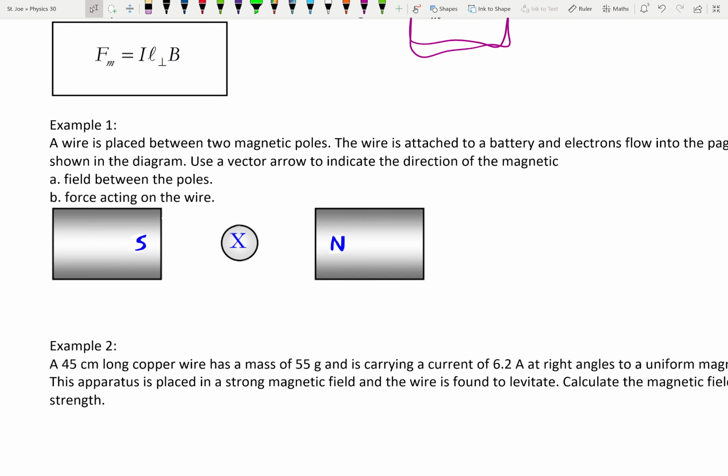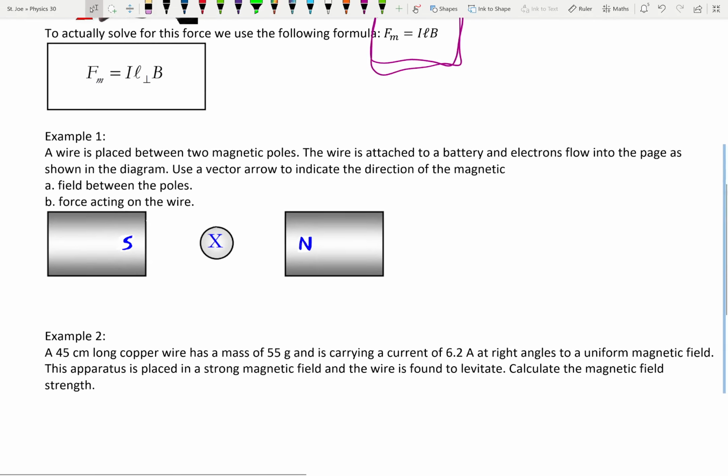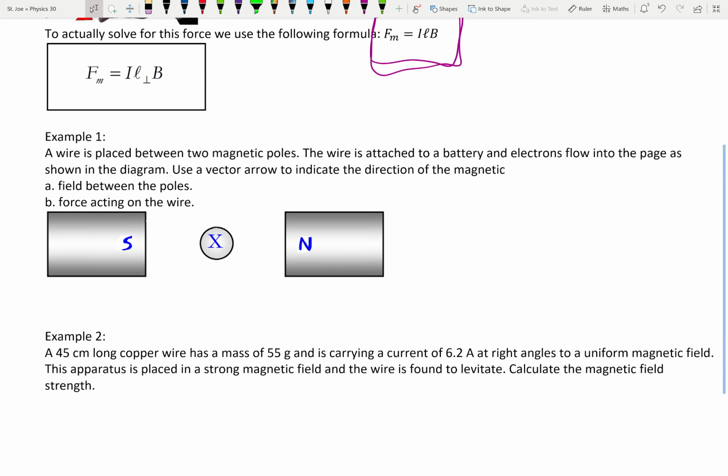All right, so with that in mind, let's zoom out just a tiny bit. There you go. With that in mind, we have two different questions here. I recommend you pause the video now, try the questions yourself, and see if you get the same answer as I do.